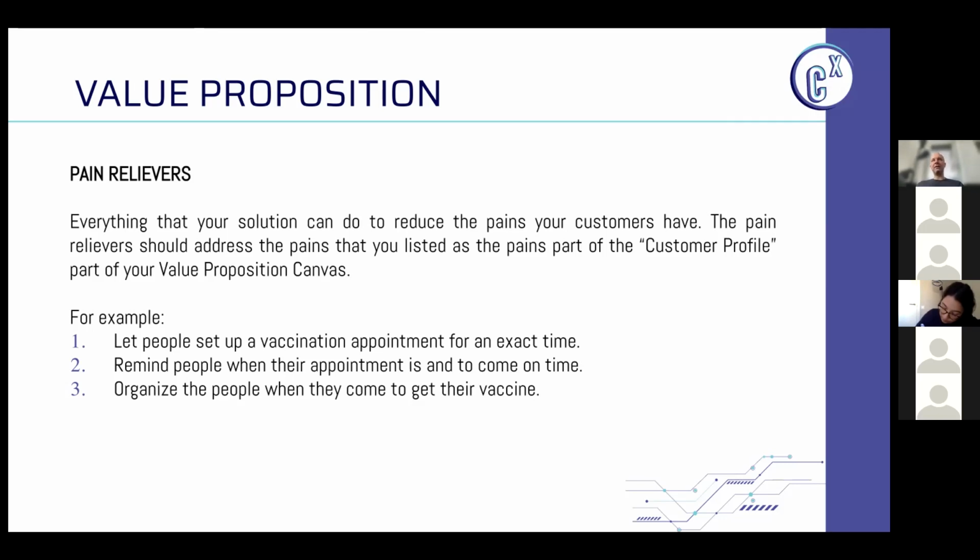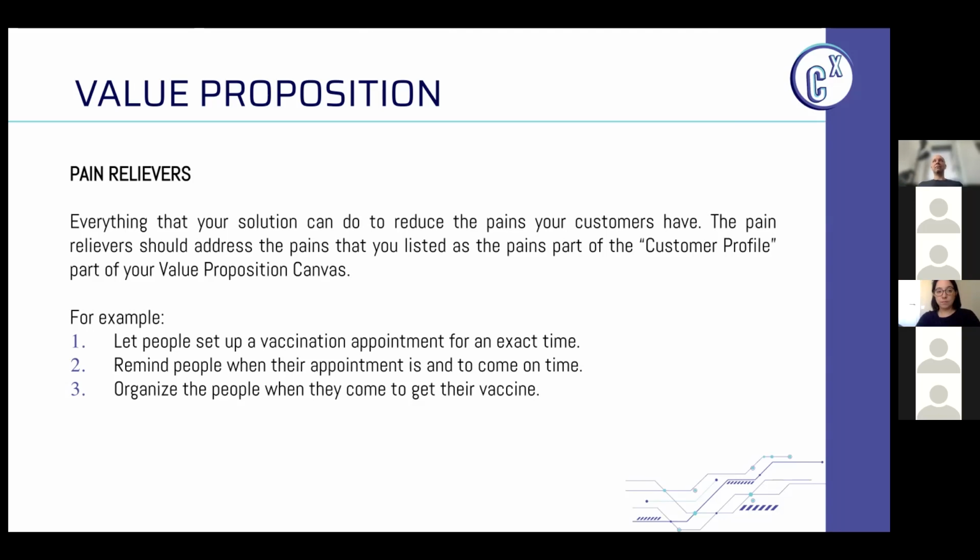So, for example, when you think about the pains of a vaccination center, some pain relievers could be letting people set up vaccination appointments for an exact time, so that when people come in, it's organized and there are not too many people waiting or getting stressed. Another example of a pain reliever could be reminding people when their appointment is, and also reminding them to come on time, to make sure that they do not forget about it, so that there are not empty slots if people do not come.